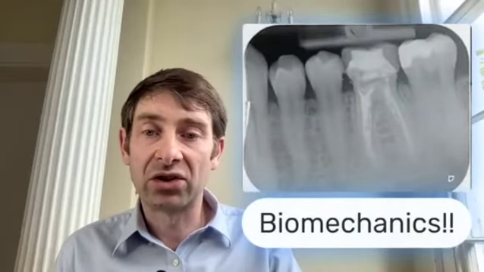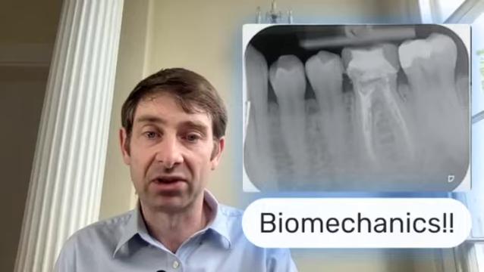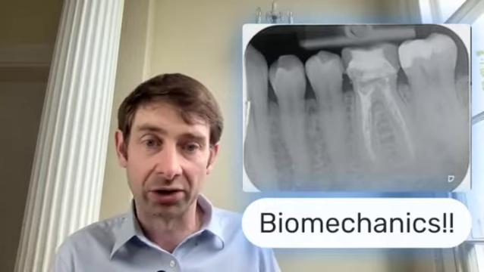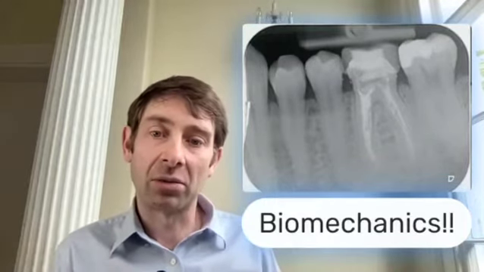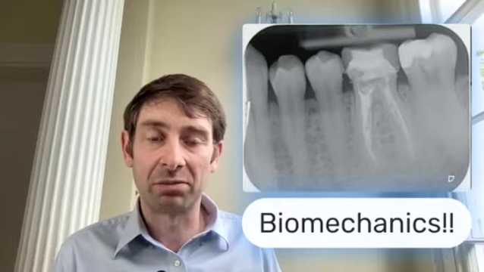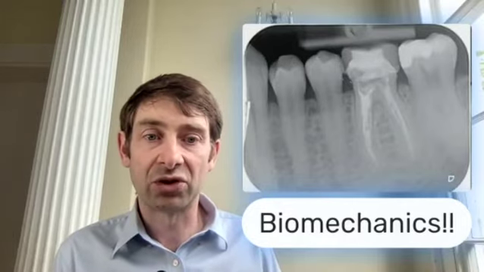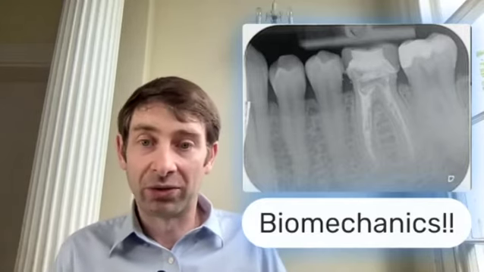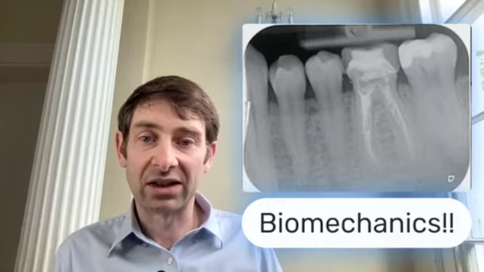Now, I think endo went through a phase where we were obsessed with shapes. File systems progressed from when we used to do hand filing, which were actually quite conservative shapes, 05 taper. However, we progressed to bigger and bigger shapes. And the way a lot of dentists are taught is that if you're struggling to get down into the apical area, keep doing coronal flare, and the more coronal flare you do, the easier it is going to be to get into the apical part.